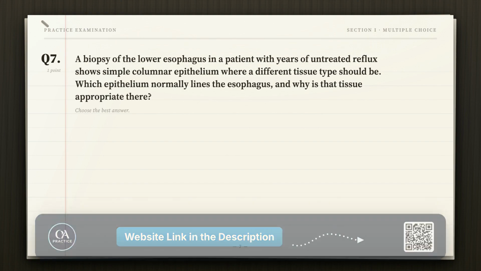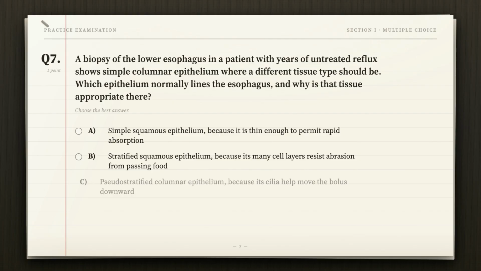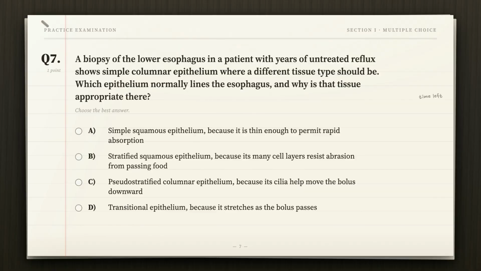Your options are A. Simple squamous epithelium because it is thin enough to permit rapid absorption. B. Stratified squamous epithelium because its many cell layers resist abrasion from passing food. C. Pseudostratified columnar epithelium because its cilia help move the bolus downward. D. Transitional epithelium because it stretches as the bolus passes. Don't overthink it. Which one feels right?